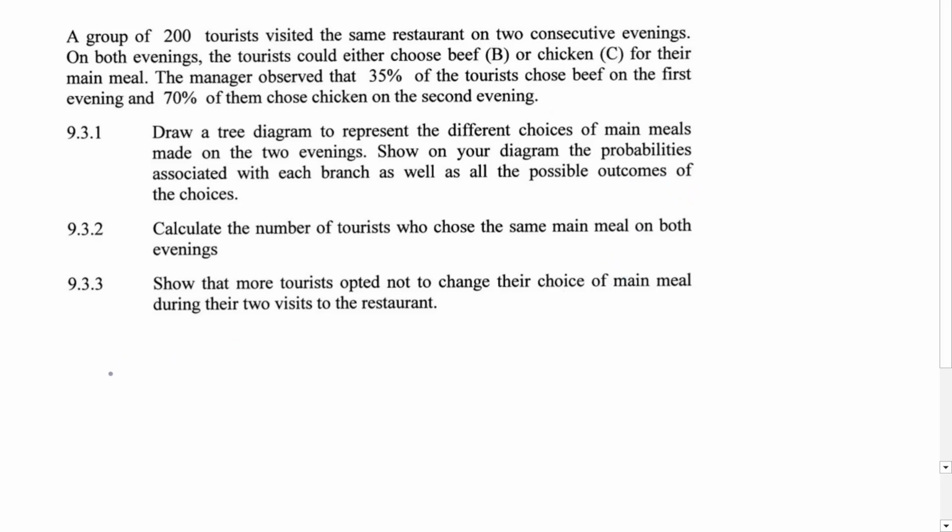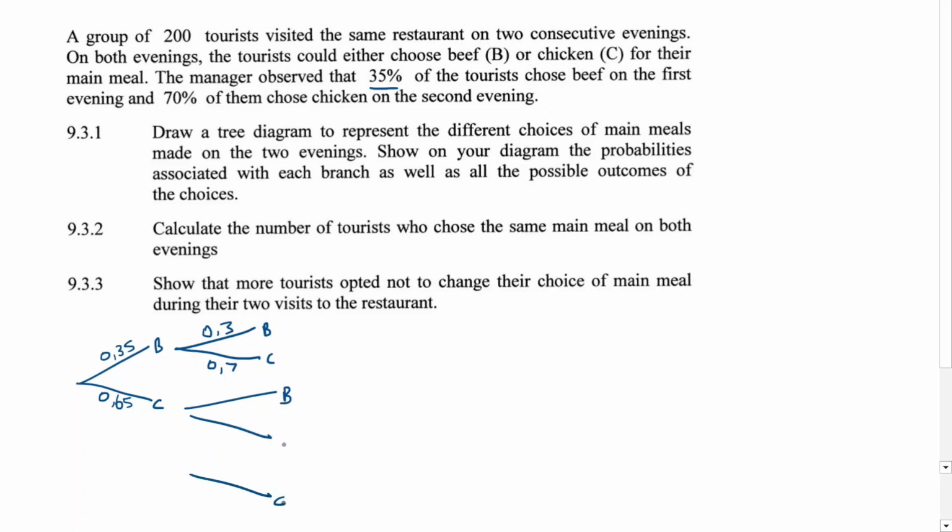For starters, on the first night, if 35%, so 0.35, liked beef, that's implying that the rest, 0.65, must have had chicken. So that 1% can actually elicit 2. On the second evening, so this is the second branch, they said 70% like chicken, and so that's 0.7. So by saying that, they're telling us that 30% must have liked beef. And this is still representing the second evening here, and so the percentages would be the same. It was 70% liking chicken on the second.